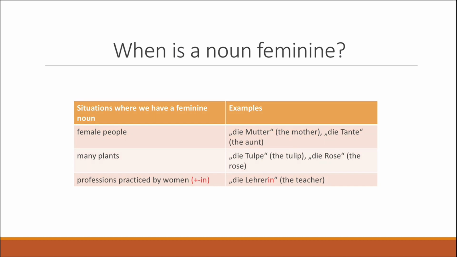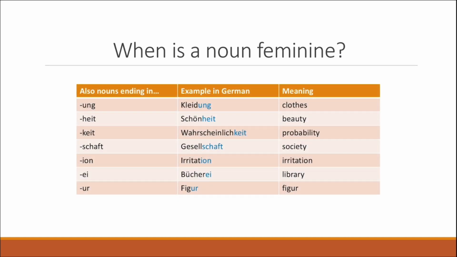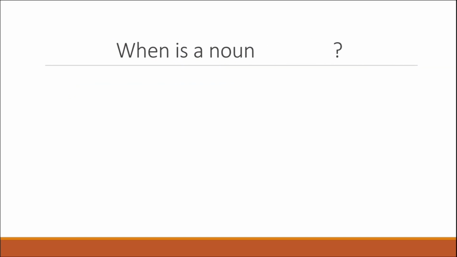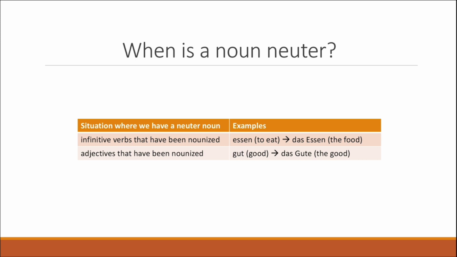The noun is also going to be feminine when it ends in ung, heit, keit, schaft, ion, ei, or ur, such as in Kleidung, Schönheit, Wahrscheinlichkeit, Gesellschaft, Irritation, Bücherei and Figur. With such nouns, we know that the nouns are feminine. And now lastly, when do we know if a noun is neuter?